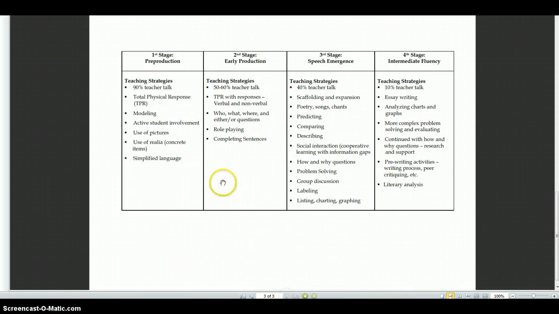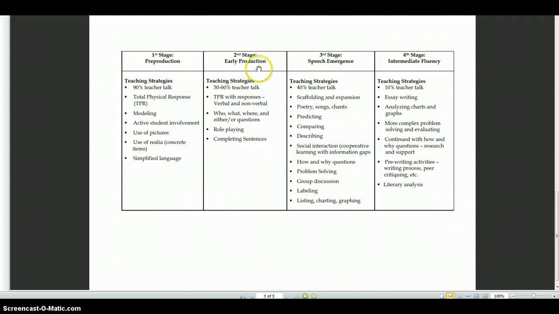And then the third and last page on this chart looks at teaching strategies. So don't forget about this chart, because these are the strategies that you want to integrate into your lesson plans to show that you're accommodating your language learners.